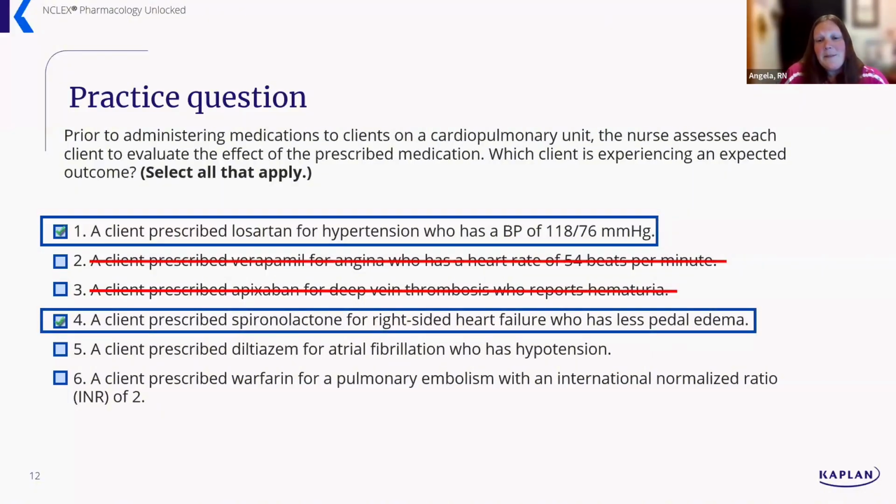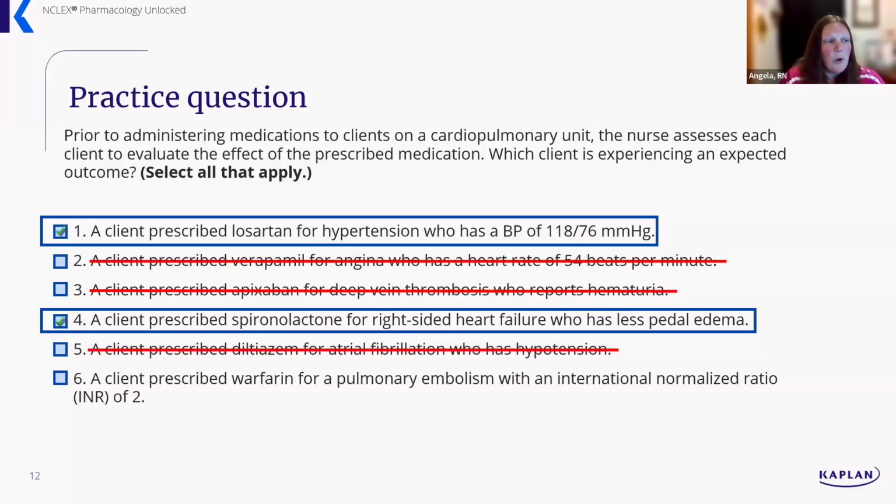The client prescribed diltiazem for atrial fibrillation who has hypotension. Is this an expected effect? No, what stands out? Hypotension. That's not a normal finding. So this is not expected. It's an adverse effect. This is a calcium channel blocker. And again, we've got a low blood pressure. Good.